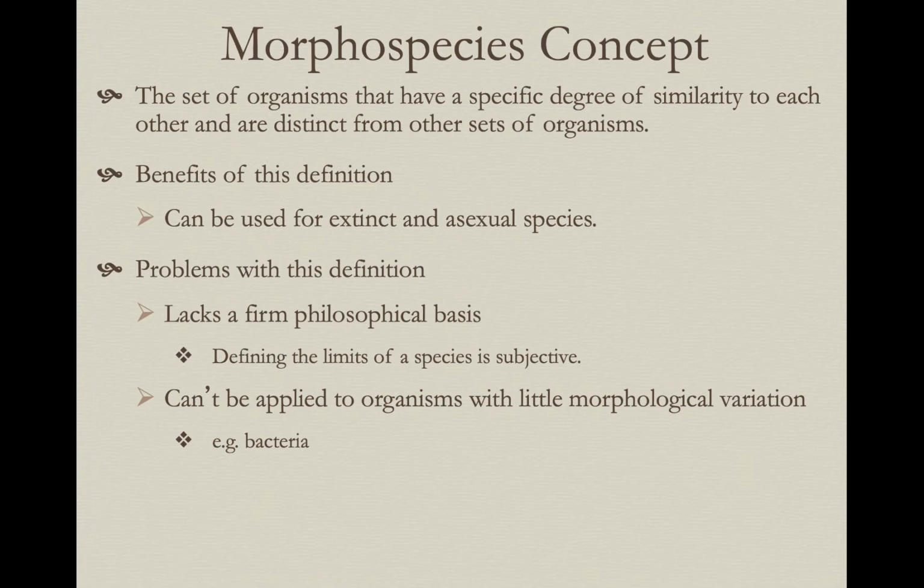Some organisms you really can't apply this to because they just don't look very different. So if you think about bacteria, there are three basic types of bacteria just morphologically. We have spheres and rods, and then the curlicue bacteria. But we know there are many more species of bacteria than that based upon other criteria, biochemical interactions and DNA differences. But the Morphospecies concept, strictly applied to morphology, is not very useful here.